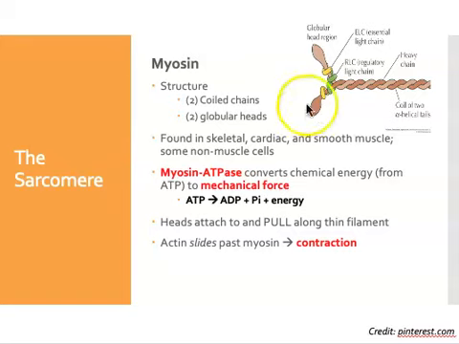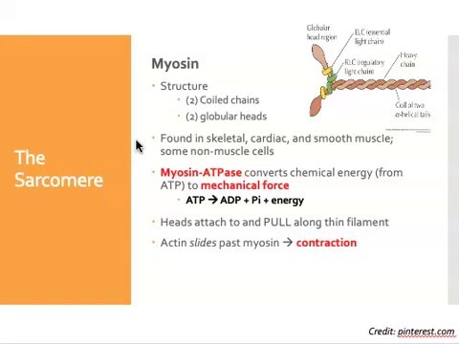Now, myosin is found not only in skeletal muscle, but also in cardiac and smooth muscle. It's even found in some non-muscle cells. It's a motor protein. In other words, it is capable of physically moving, changing location under the influence of the hydrolysis or the breakdown of ATP. So with the addition of some energy, this protein can change shape and cause physical movement. And that movement is what allows for contraction to occur.